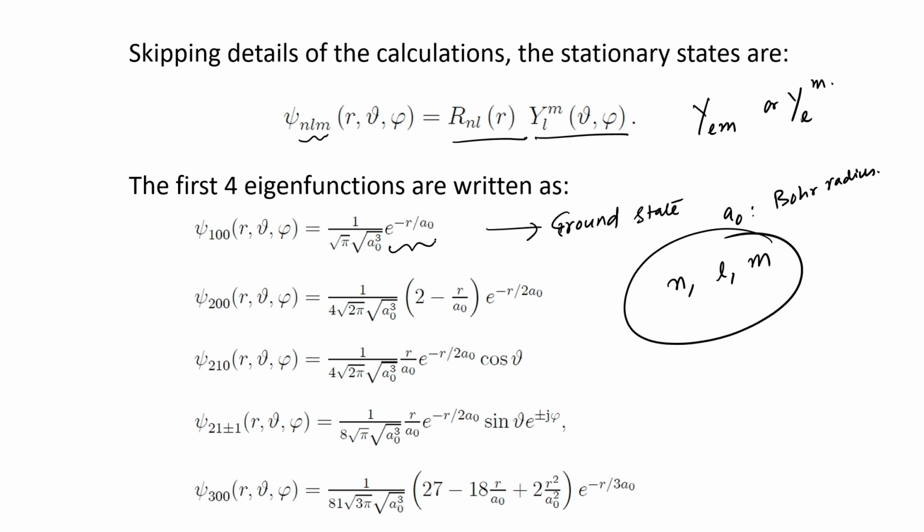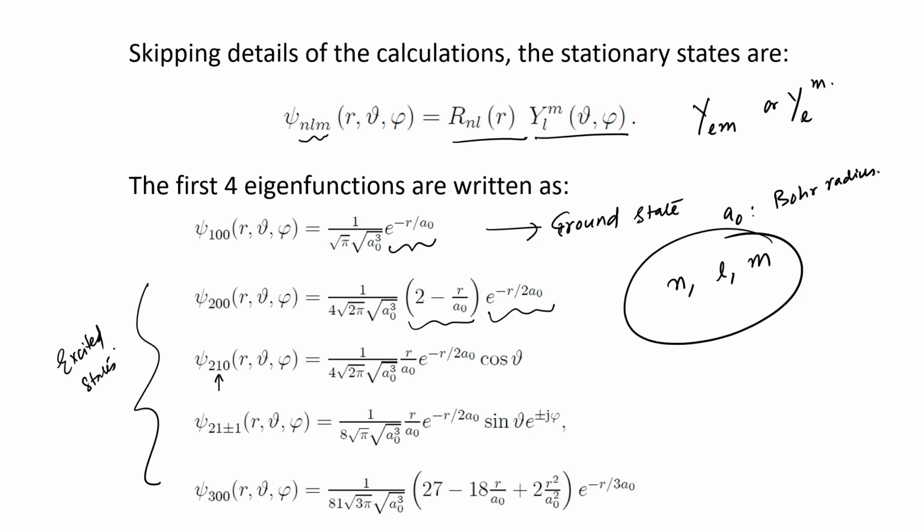So, for the first few eigenfunctions, one is simply exponential minus r by a0 with some normalization, which is 1 by root over pi a0 cube, and then we have again a polynomial multiplied by the exponential function. So, this is psi 2 0 0. Whenever l equals 0 and m equals 0, they do not have any theta or phi dependence. They only come when you have l or m or both of them finite. So, you see psi 2 1 0. This is the ground state, and all these are excited states.